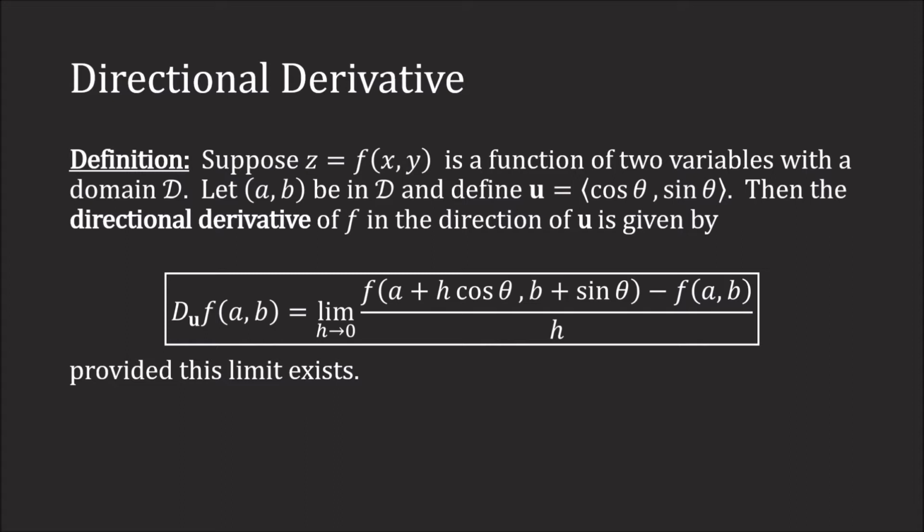Suppose that z equals f of x, y is a function of 2 variables with a domain D. We let (a, b) be in the domain, and we define u equals cosine of theta, sine of theta, which is our direction vector. Then the directional derivative of f in the direction of u is given by that limit we've talked about earlier, and again, this should have an h here. It's represented as D sub u of f of a, b, provided that this limit actually exists.